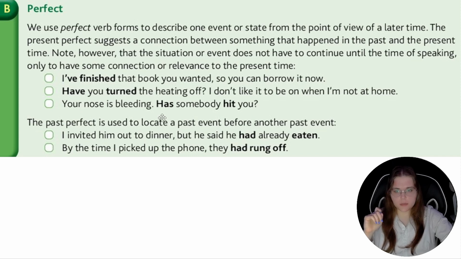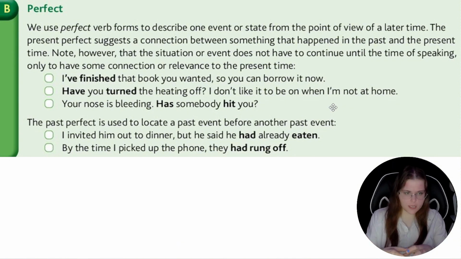Your nose is bleeding. Has somebody hit you? I don't ask him when somebody hit him. I ask him just the fact of it. Was or wasn't. I don't ask when.